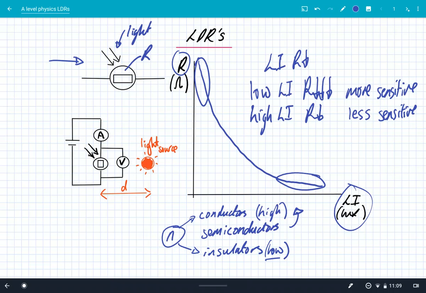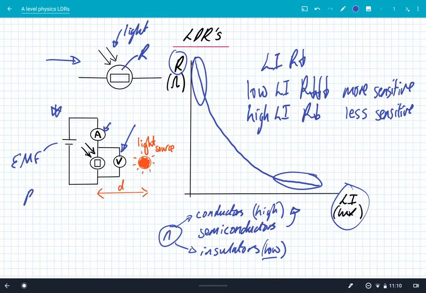If you have to describe an experiment to determine this graph, to get these results yourself, you need to set up an experiment as shown over here. So we've got an EMF supply, we have an ammeter in series with the LDR, and we have a voltmeter in parallel with the LDR. And all you then have to do is use the equation resistance is the potential difference divided by the current. You measure the current using the ammeter, the potential difference using the voltmeter.